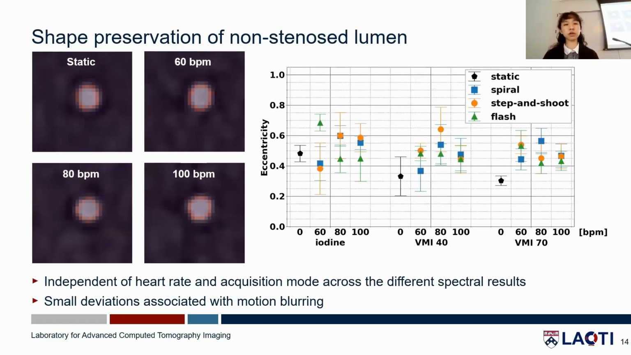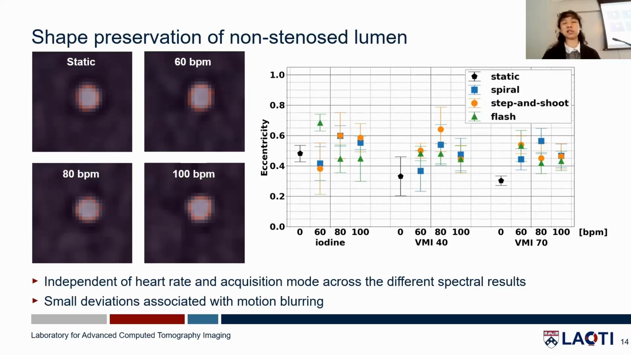We can make a similar conclusion for the eccentricity. So here again, we have example images, the static 60, 80, and 100 beats per minute. And then on the right, we have the plot. And generally, this was independent of heart rate and acquisition mode across the different spectral results.